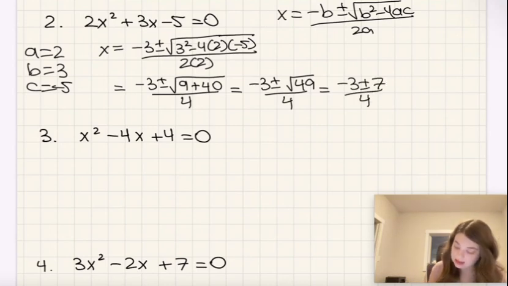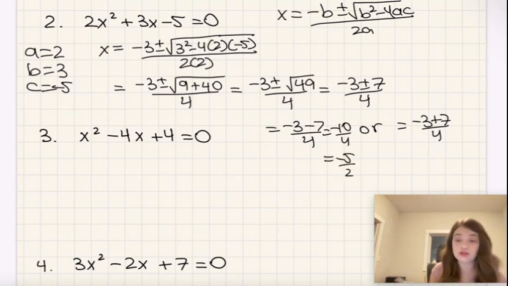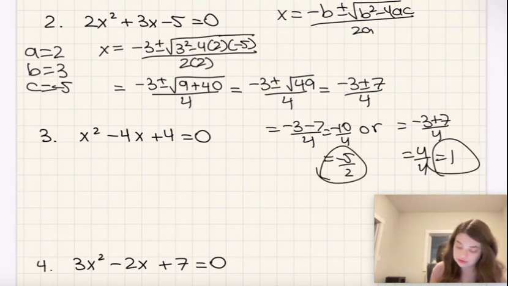And let's see, that's going to be negative 3 minus 7 over 4, and then also negative 3 plus 7 over 4. So this is going to be negative 10 over 4, which is the same as negative 5 over 2. And the second one is going to be 4 over 4, which is 1. And so these are our two final solutions there for this one.